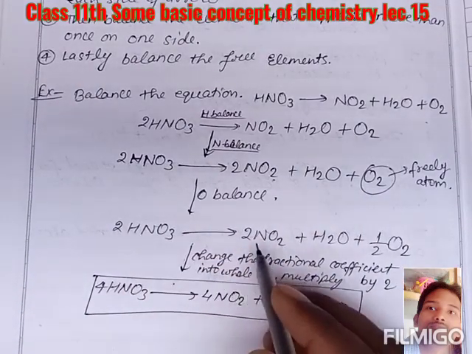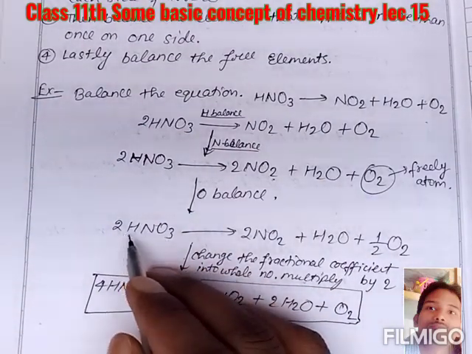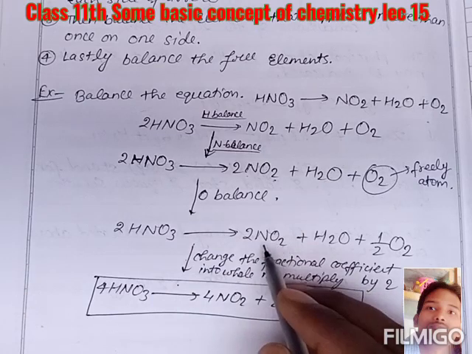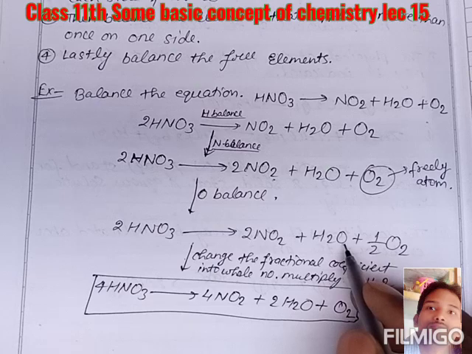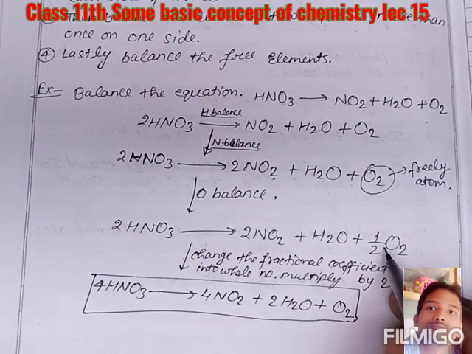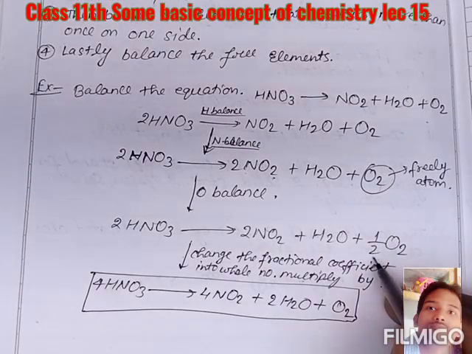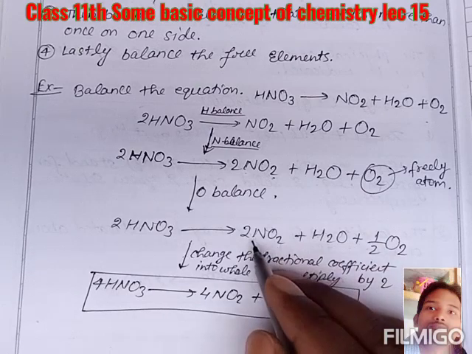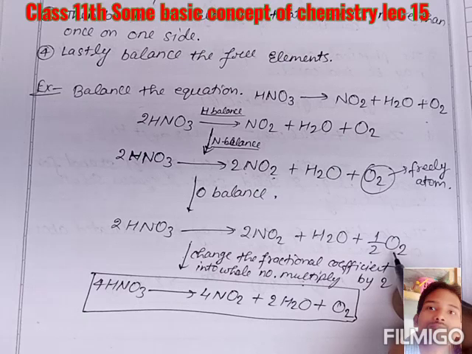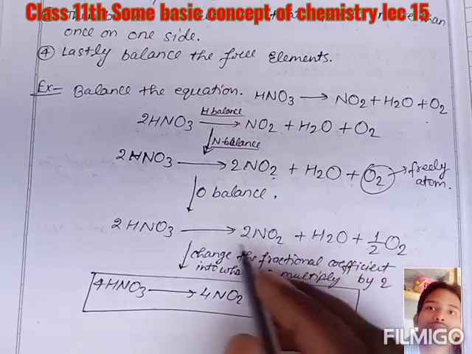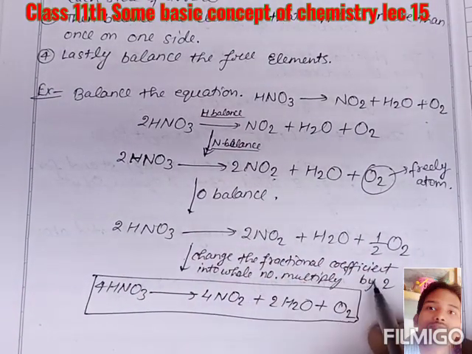So for oxygen balance: 2HNO3 gives 2NO2 plus H2O plus O2. Look here, 2 times 3 is 6 oxygen on the left, and on the right 2 times 2 is 4, plus 1 from water is 5 oxygen, so a single oxygen is also required. If O2 exists in molecular form, you multiply it by the stoichiometric coefficient half to get the single oxygen. So 4 plus 1 plus 1 is 6 oxygen, and on the left also 2 times 3 is 6 oxygen. So oxygens are balanced.